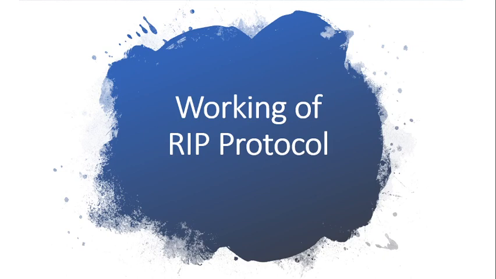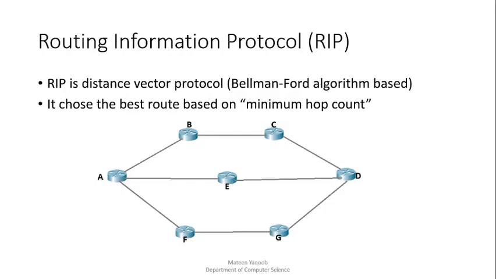Today we will be discussing the working of the Routing Information Protocol, and we will see this through an example. So, what does the Routing Information Protocol do here? It is a distance vector protocol. We have discussed this distance vector protocol in some detail, and it is a Bellman-Ford algorithm based routing protocol. So what does the RIP protocol do? It chooses the best route based on the minimum hop count. Let's see through an example what a hop count is.